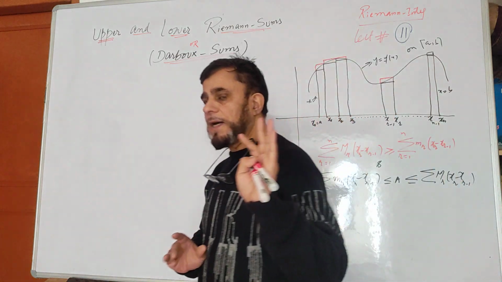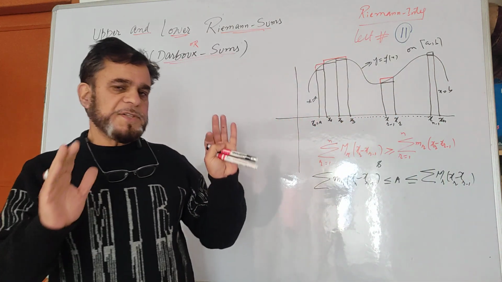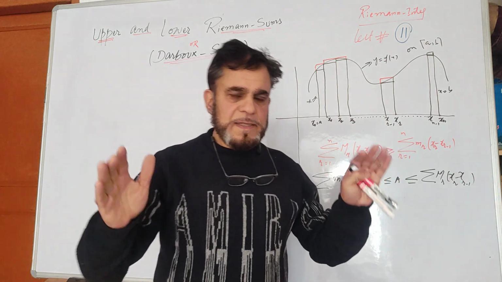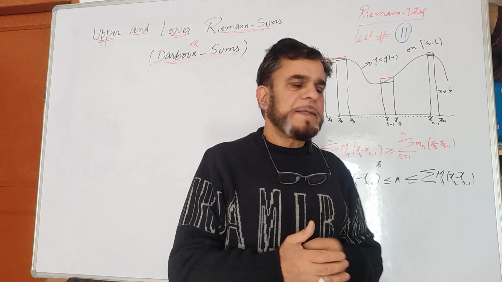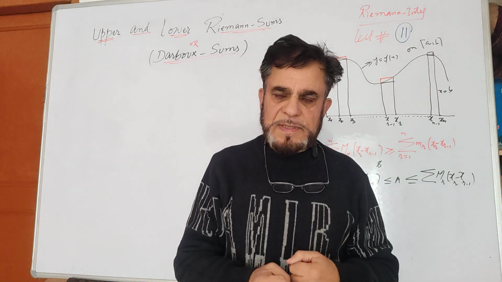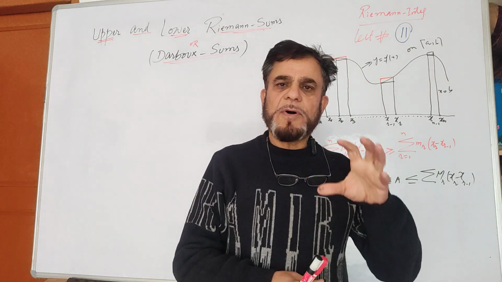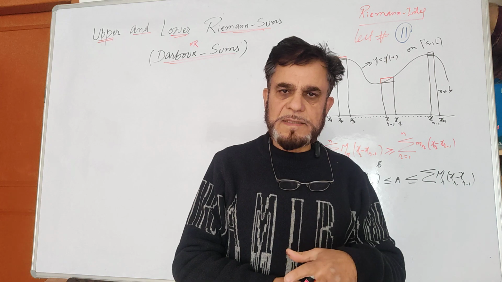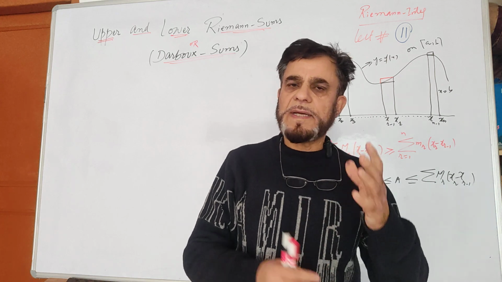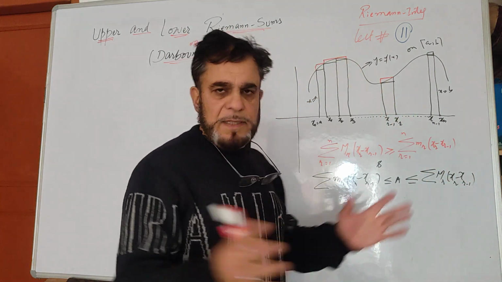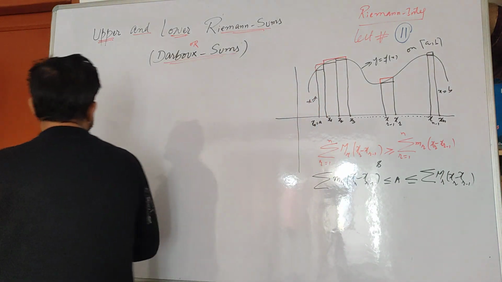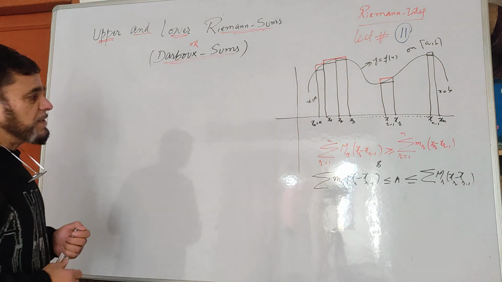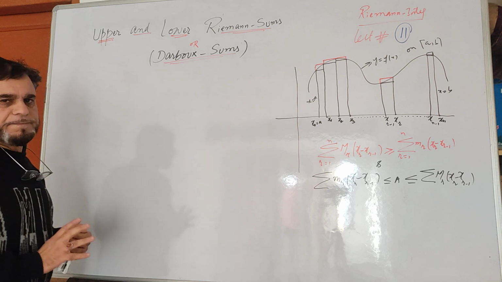I also wrote there: when you make the partitioning points tend to infinity, then both the lower sums and upper sums, the sum of all the lower rectangles and the sum of all the larger rectangles, tend to the area. Now we are coming to a very important discussion.